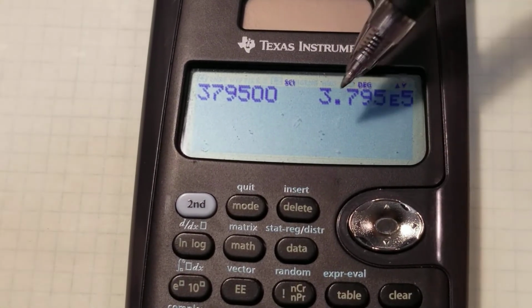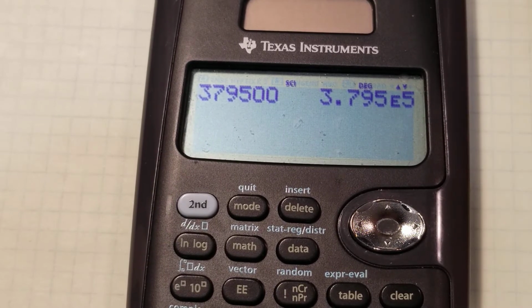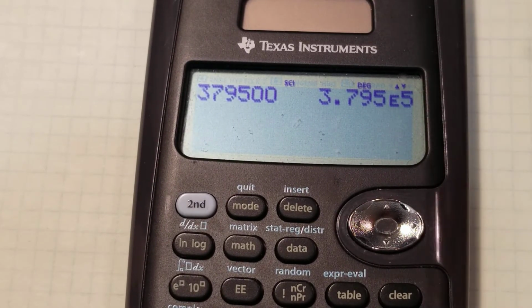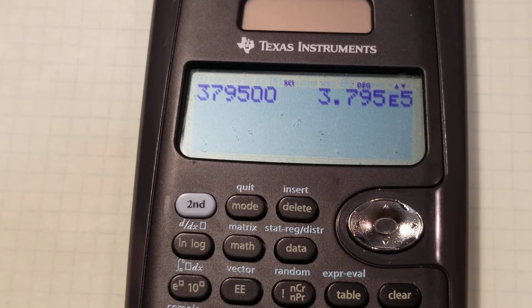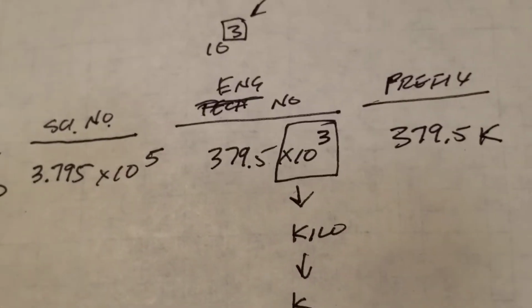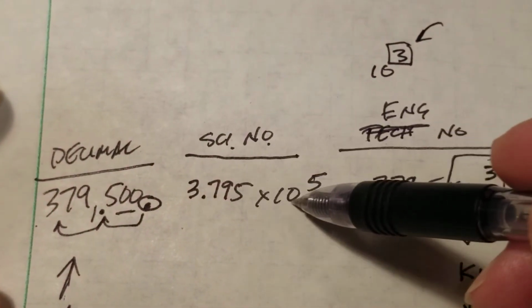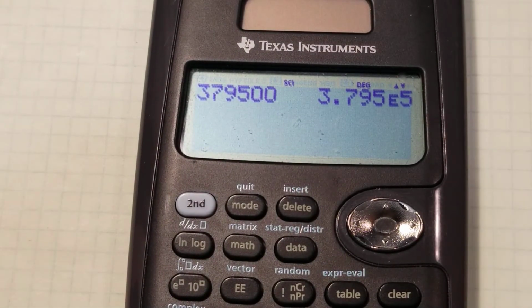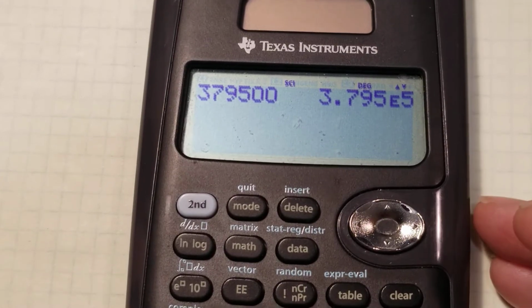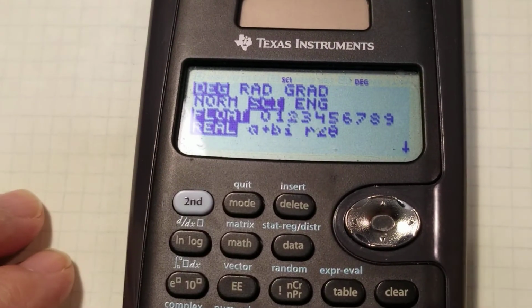So you see this 379. This E5 stands for exponent, or you can consider the E to stand for times 10 raised to some exponent. In our previous example, we talked about the scientific form, which was 3.795 times 10 to the 5th. My calculator confirms that.